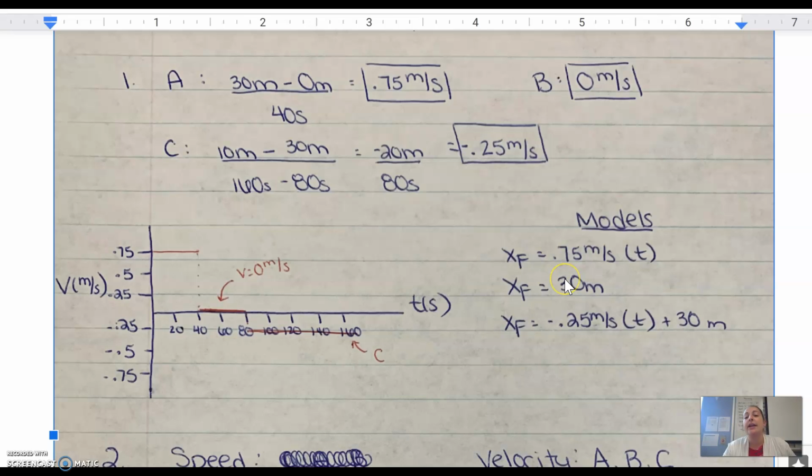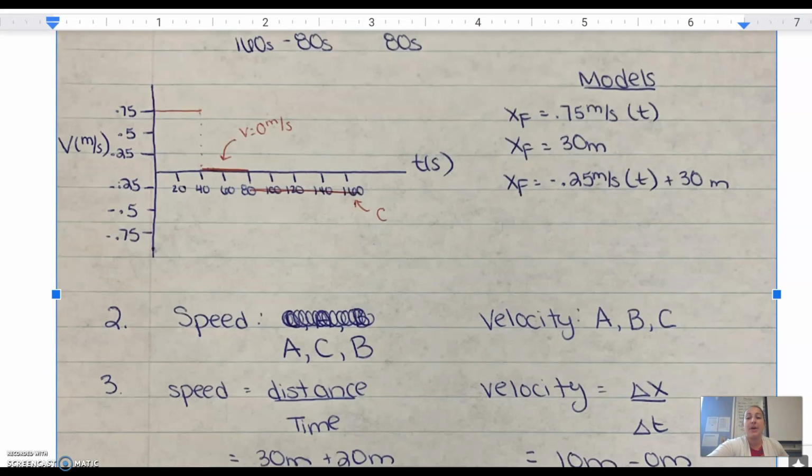So then your next one, xf is equal to vt plus xi. If your v is 0, 0 multiplied by anything is 0, so that vt goes away, leaving you with just your initial position of section B. B started at 30 meters. It didn't start at 0. We've already started and left 0. We're now at 30. And then the final is xf is equal to negative 0.25 times t, but then your section C started at 30. So always make sure that you're going along in time, following what the object actually did, because your initial position is only 0 once, and that's at the beginning.